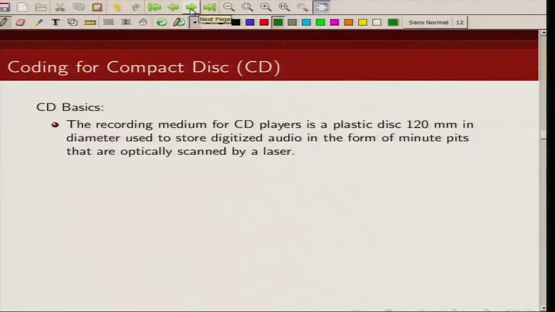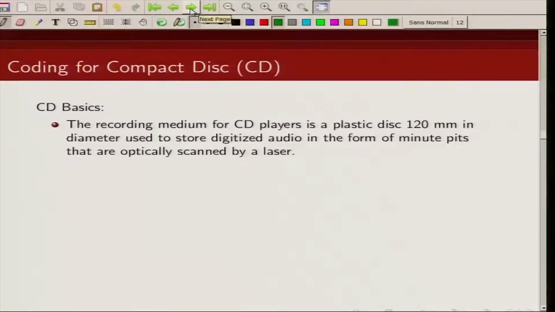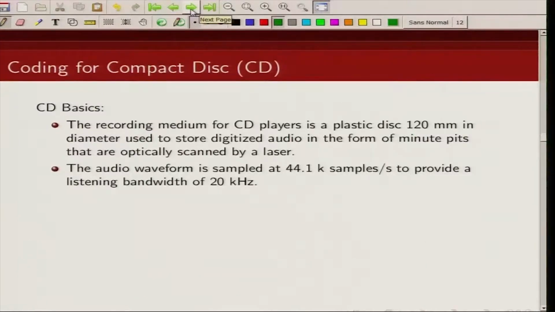So, we start with application of error control coding in CDs. You are familiar with a CD disk. It is basically a plastic disk of 120 mm in diameter and it can be used for storing digital audio, video data. Now, the audio signal is sampled at 44.1 kilosamples per second and it provides a listening bandwidth of 20 kilohertz.